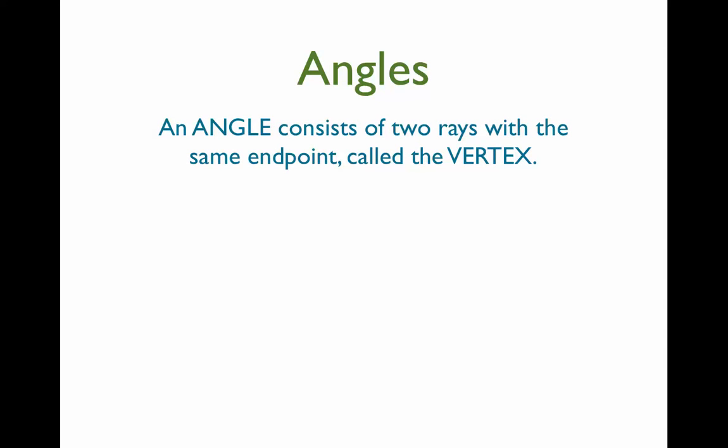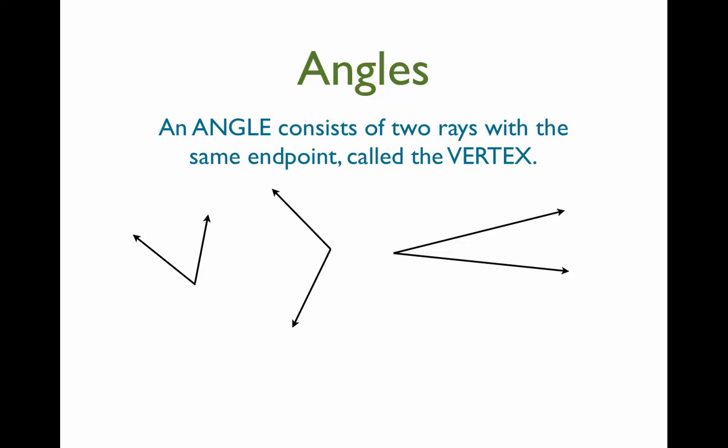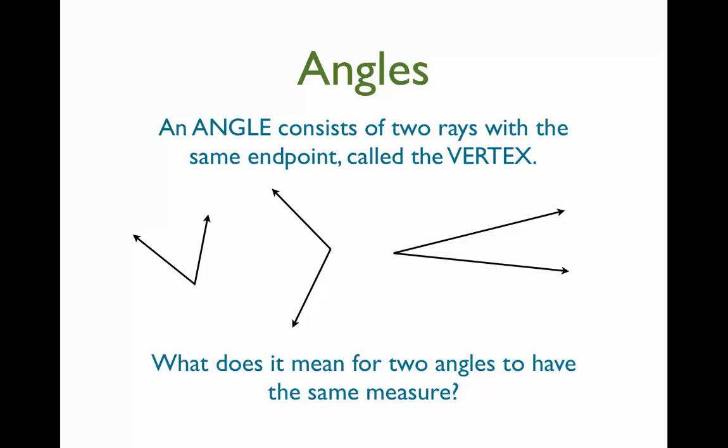So first of all, we better know what an angle is. What is an angle? An angle consists of two rays with the same endpoint. And that endpoint is called the vertex. Okay, so here's examples of angles. Two rays, which are lines that start in an endpoint and then extend forever. And if those two rays have the same endpoint, it forms an angle. What does it mean for two angles to have the same measure?